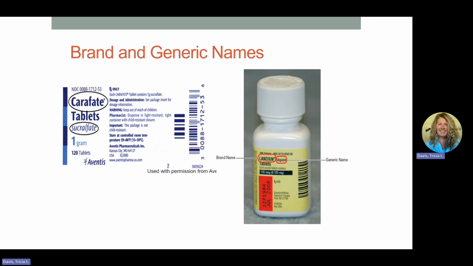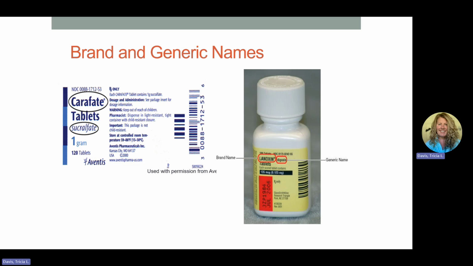So looking at these vials here, go through these slides and see if you can pick out what the brand name is and the generic name. So for here, you have Carafate and Sucralfate. Carafate is going to be your brand name. Sucralfate is your generic name.